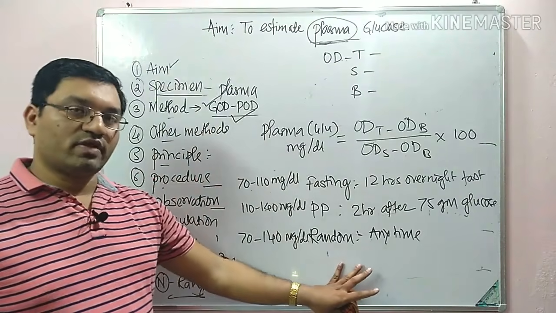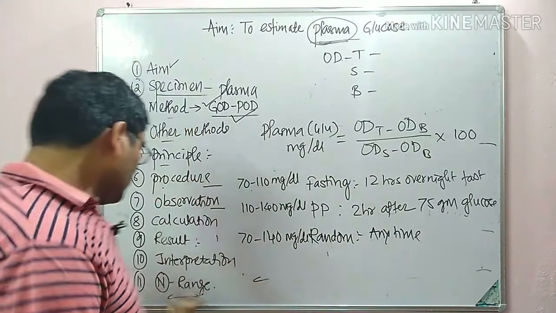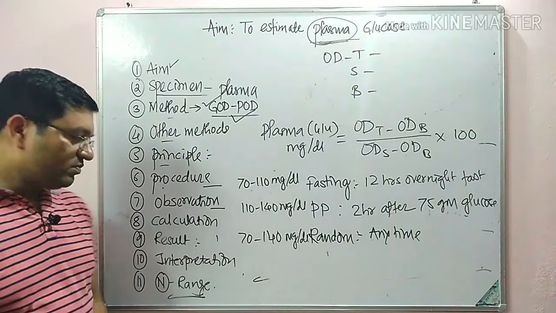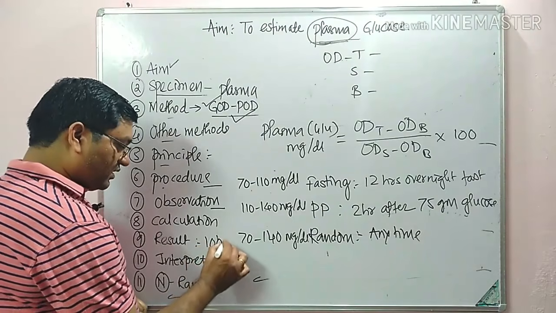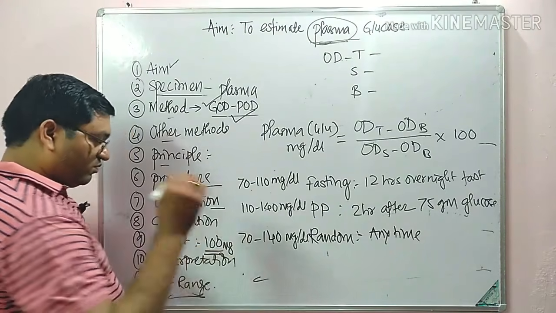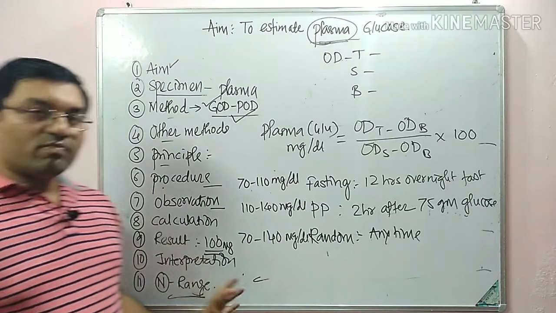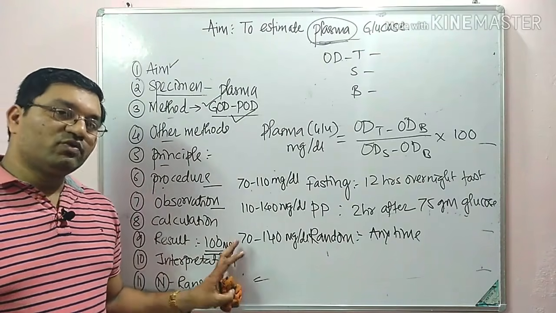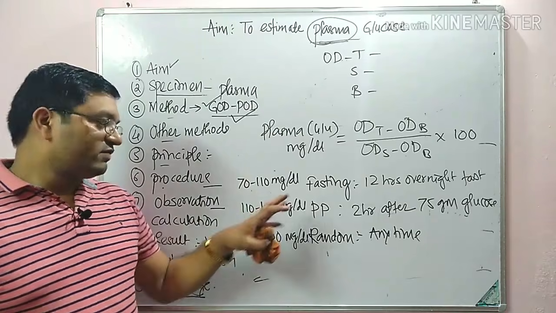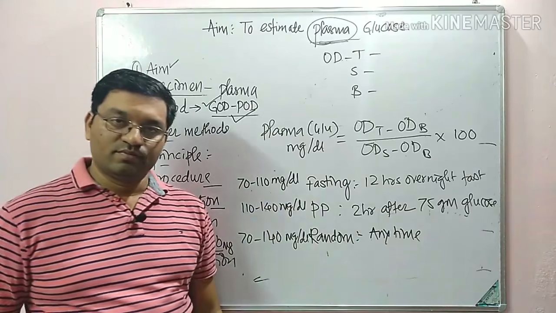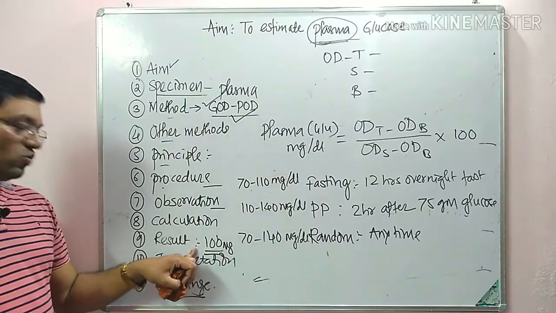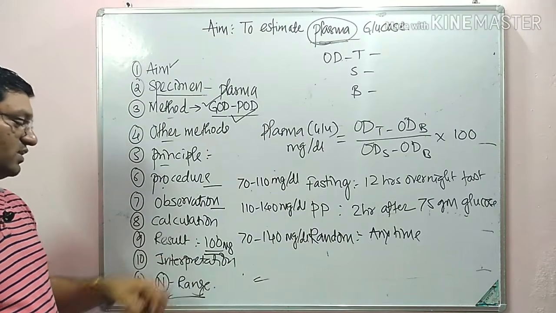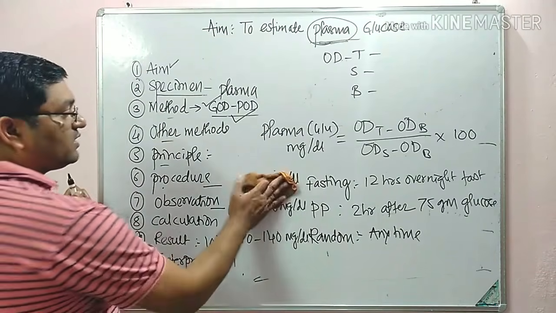or plasma glucose value. Now coming to the interpretation or clinical, means our result was 100 milligram per deciliter. According to this result, it is a normal plasma glucose value, but we don't know the status of the patient, whether it is fasting, post meal or random. Considering random, it is a normal plasma glucose level, 100 milligram per deciliter. Now we'll see the clinical significance.